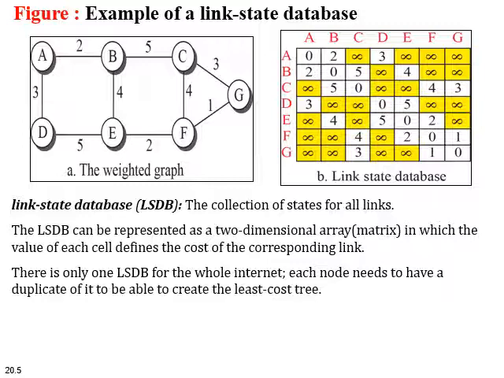So this way, the given weighted graph will be put in the link state database like this, as the initial condition. Whenever we get a weighted graph, by referring to that, this link state database will be initialized. It will look like this.